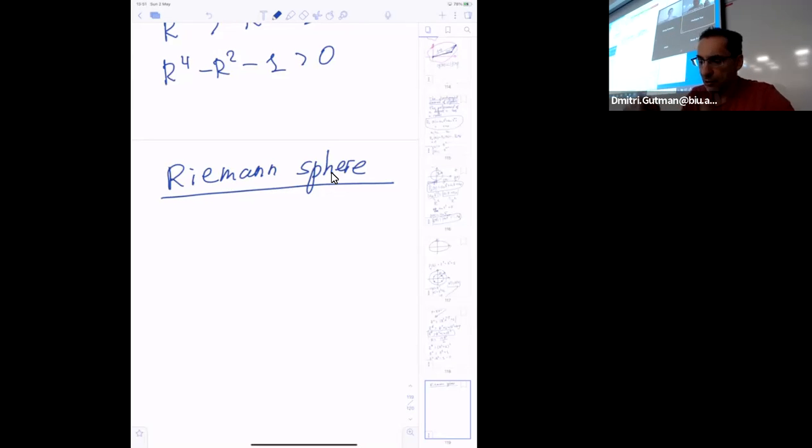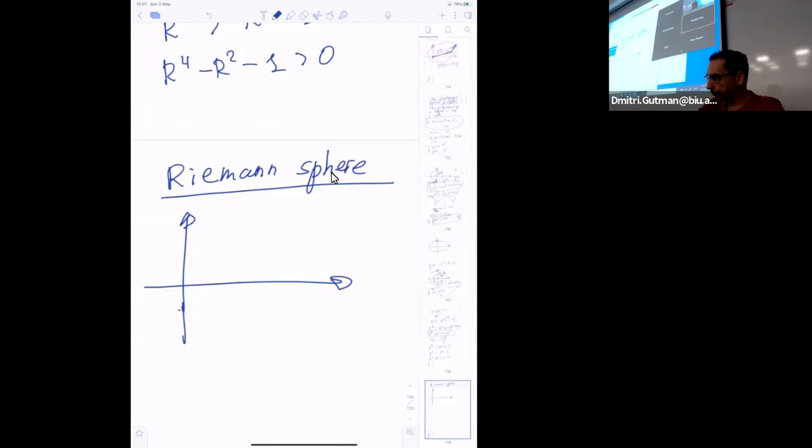Okay. So let me explain the idea. We were talking about a complex plane so far, which means there was a set of points with real and imaginary parts, and Riemann came up with a brilliant idea to look at the complex plane from a different perspective. He suggested to look at the complex plane as a sphere.